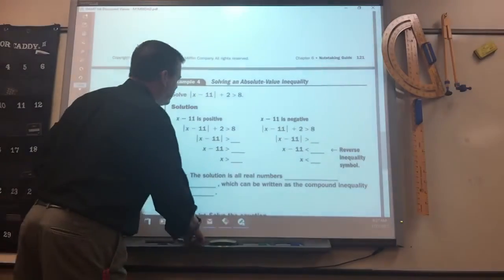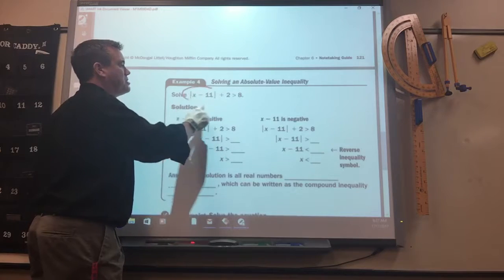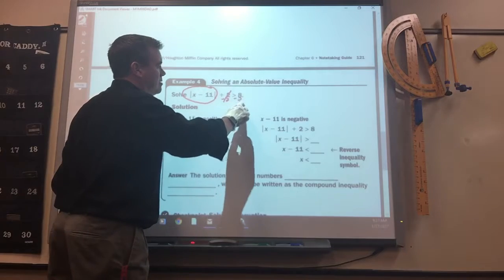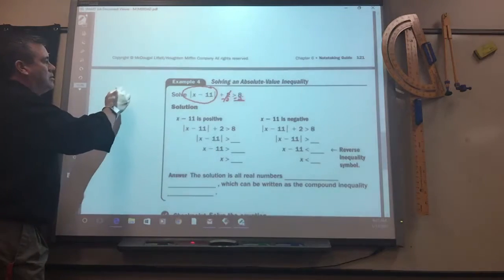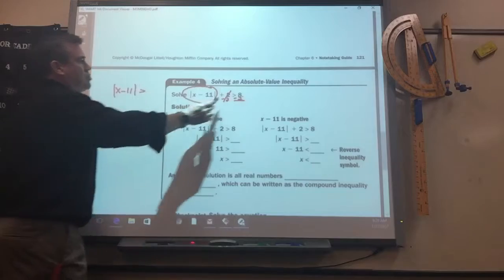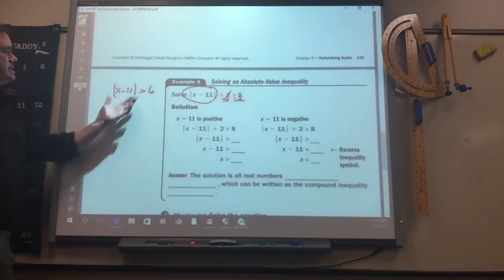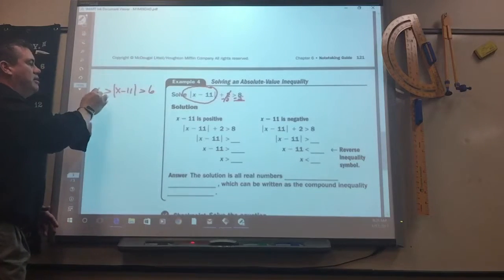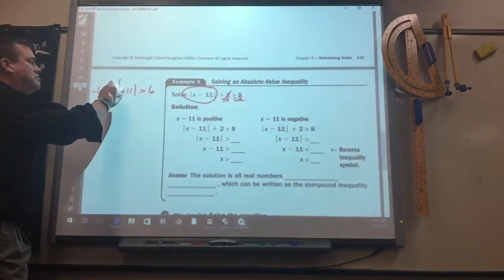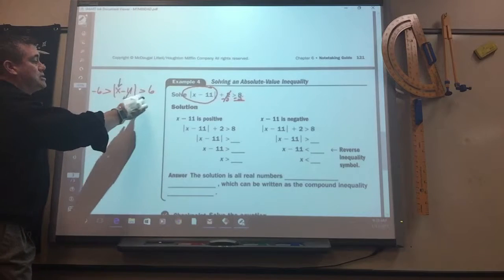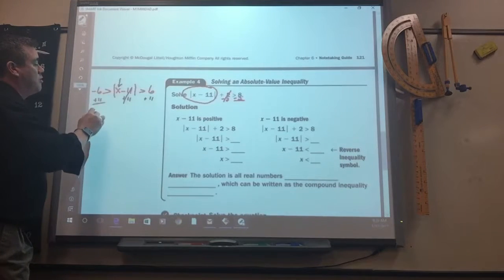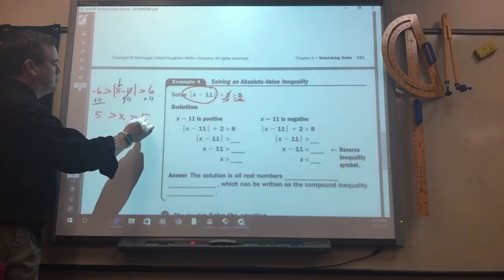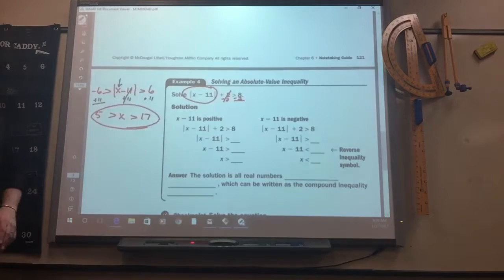So this is the same thing. It's a greater than, but this isn't by itself. So if it's not by itself, you got to get rid of that. So 8 minus 2 is 6. Now it's by itself, so put the same sign here, put the opposite there, and then get the x by itself. All you got to do is add 11. And you're done. Okay?